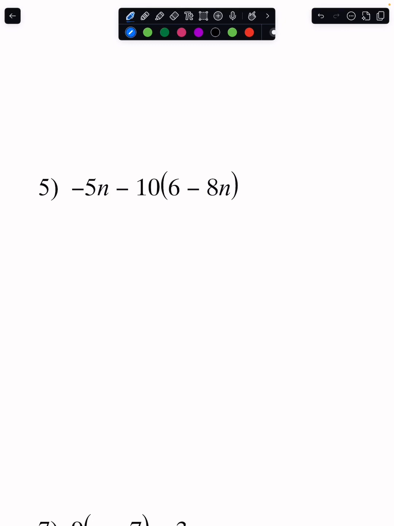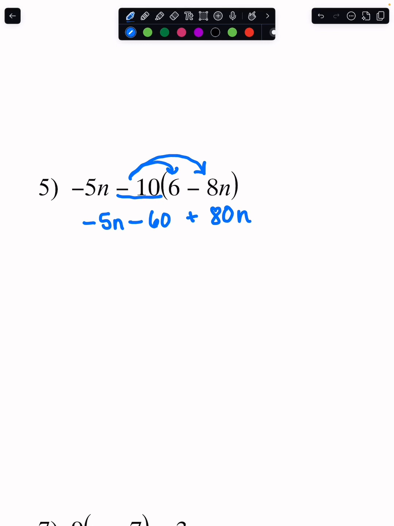All right, so what is outside the parentheses? What's outside the parentheses is this negative 10. So that has to be distributed to everything, because remember that negative goes with the number, all right? So we're going to do negative 10 times 6 is negative 60. And then I'm going to do negative 10 times negative 8 is a positive 80n. And then I have this negative 5n just hanging out in the front.